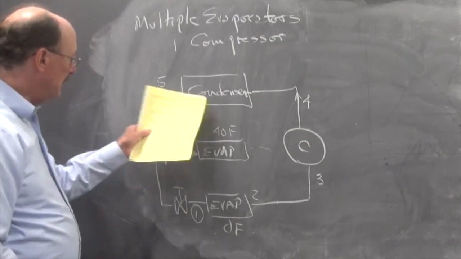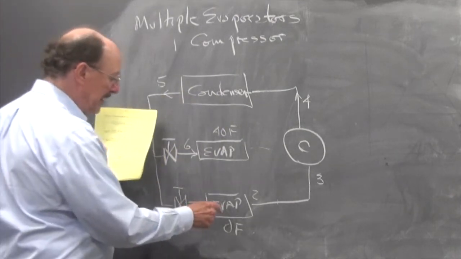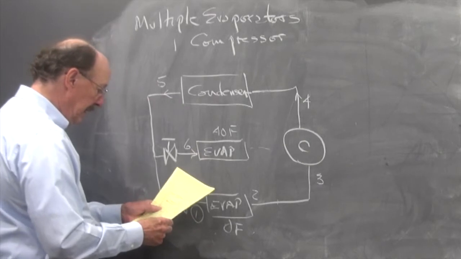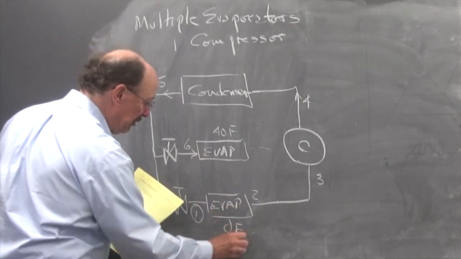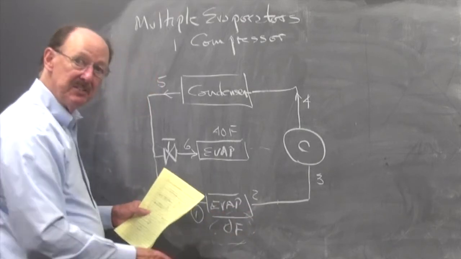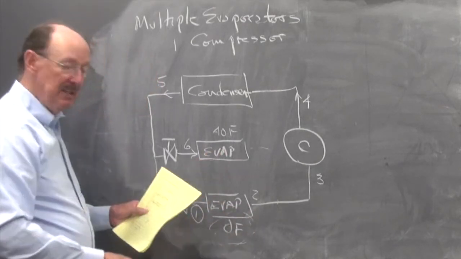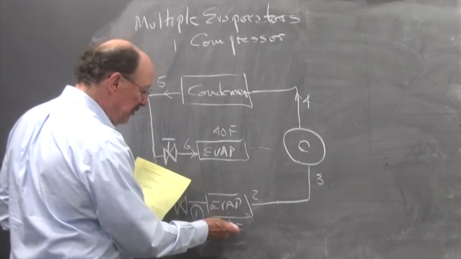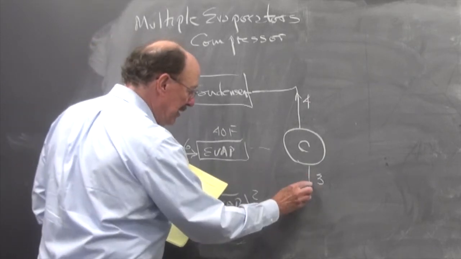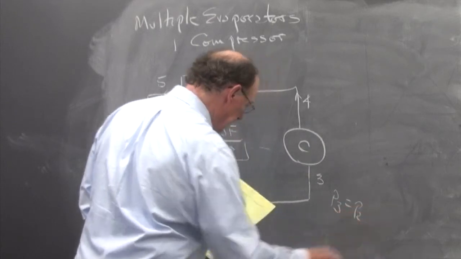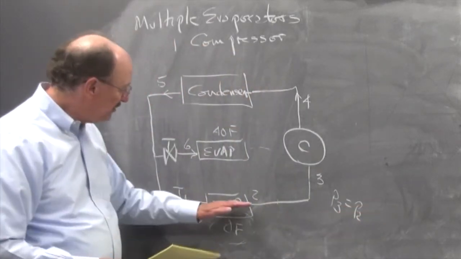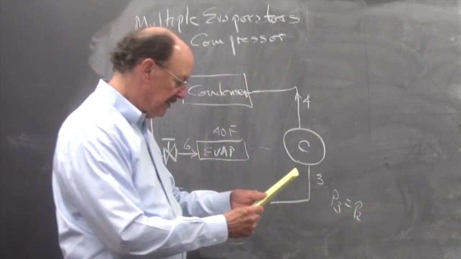So now let's look at what happens. I have the pressure associated with 0 degrees Fahrenheit, so this is a lower pressure than this. So the compressor, to achieve this pressure here, P3 is going to be equal to P2, and the temperature here is 0 degrees Fahrenheit. Let me draw the TS diagram.